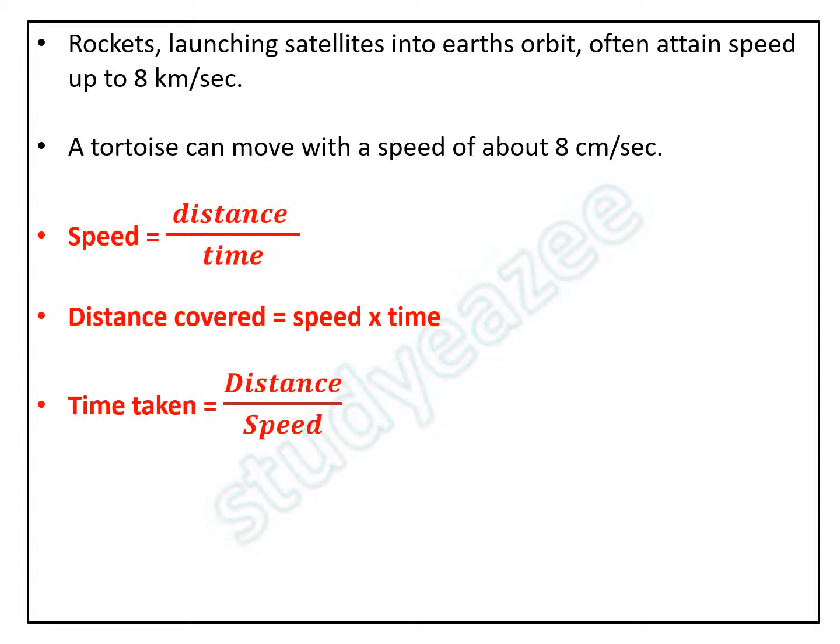Rockets launching satellites into Earth's orbit often attain speed up to 8 kilometers per second. A tortoise can move with a speed of about 8 centimeters per second. Now we know speed is equal to distance upon time. So from this we can say distance covered is equal to speed into time, and time taken is equal to distance upon speed.